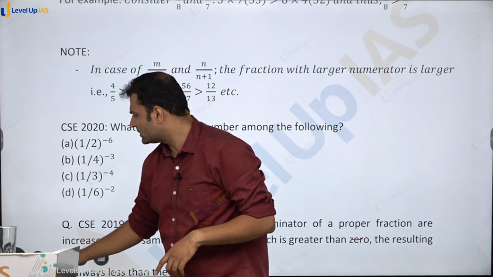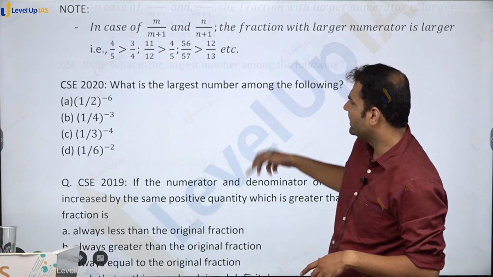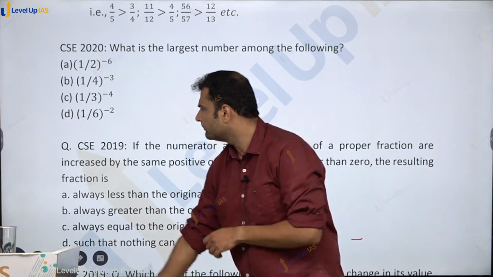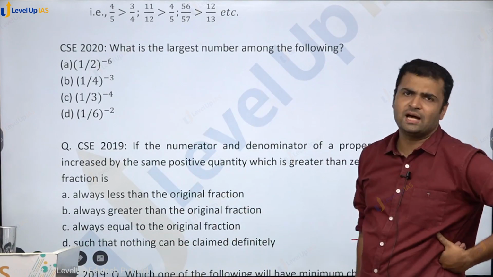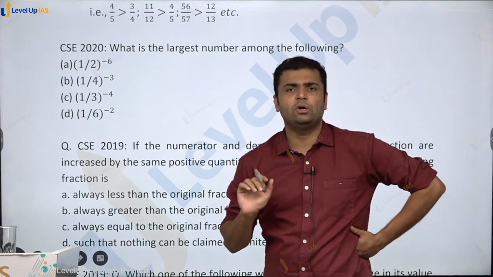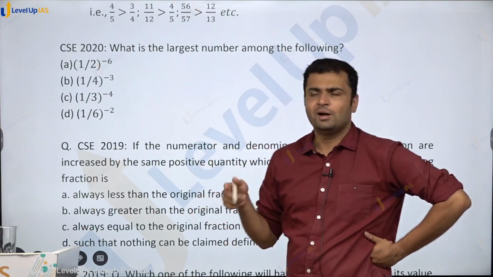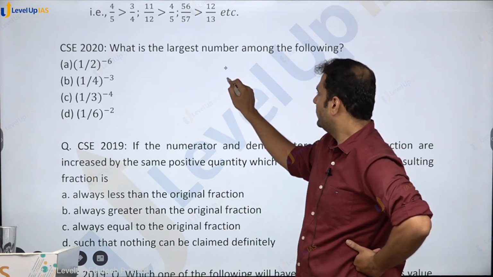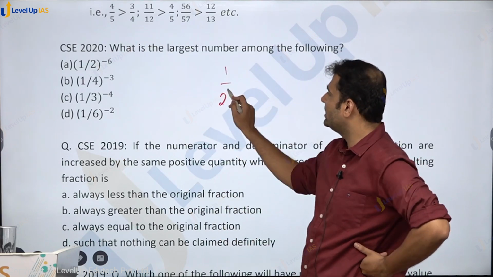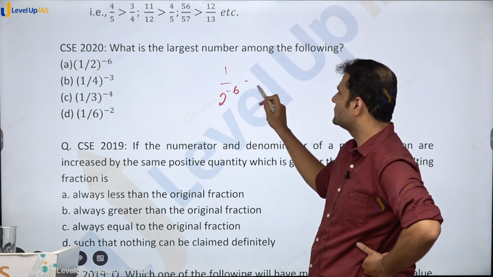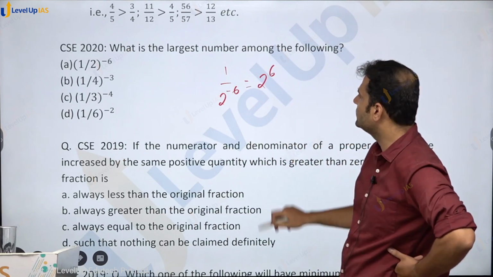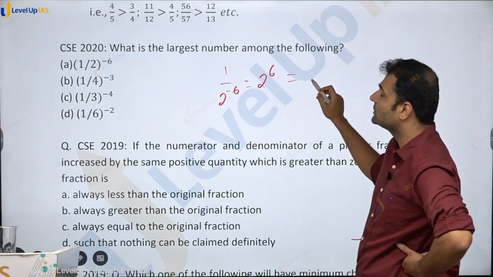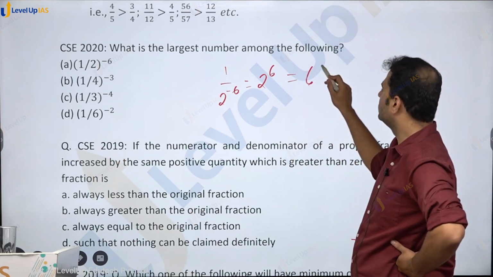Then this was the question in 2020. Which of the following is largest? So nothing, we just have to apply our basic rules of powers and these fractions. 1 by 2 raised to minus 6 is equal to 2 raised to 6, which is 64.